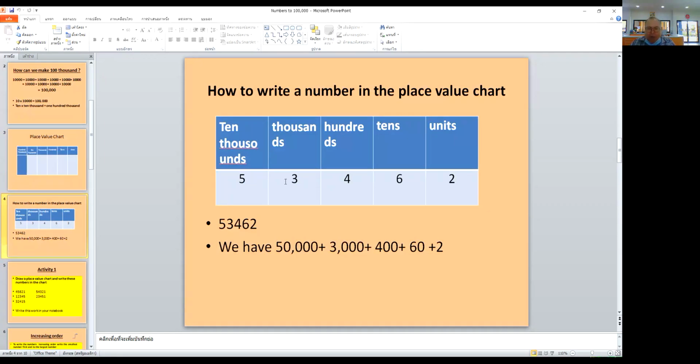The number is 53,462. So 5 is under the 10,000. 3 is under the thousands. 4 is under the hundreds. 6 is under the tens, and then the 2. If you don't know, you can have a look on page 2 in your textbook.